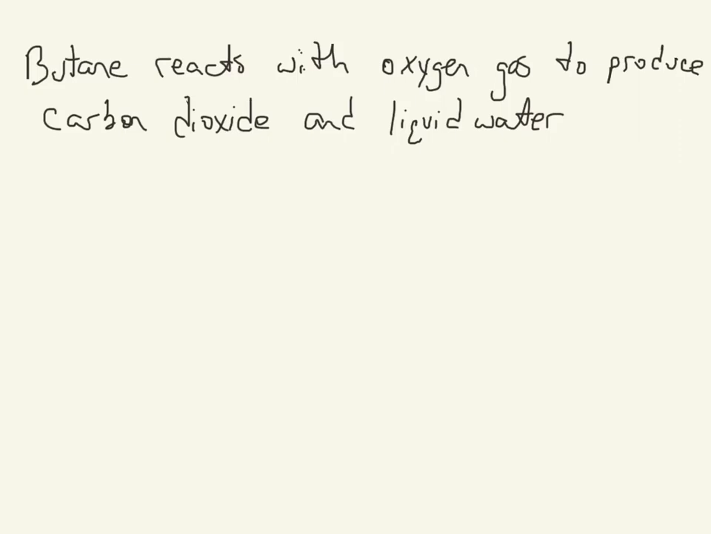Welcome to another lesson where we're going to identify ionic and molecular compounds, write chemical formulas from word equations, balance, and identify types of reactions. In this example, butane reacts with oxygen gas to produce carbon dioxide and liquid water. The first thing we're going to do is identify what we have and whether it's an ionic compound or a molecular compound.